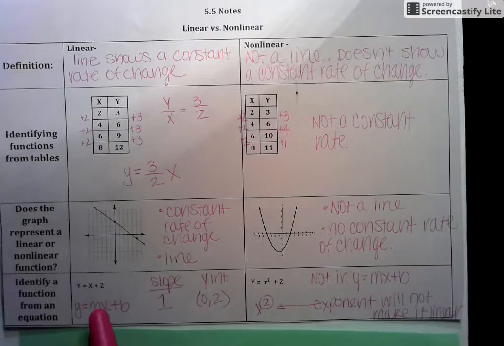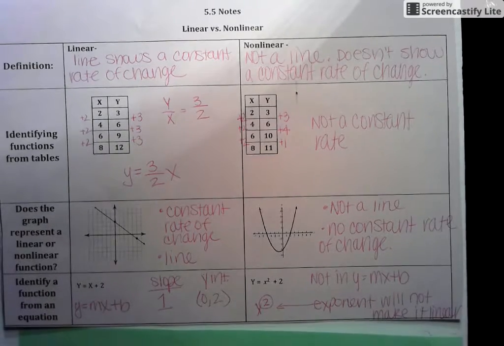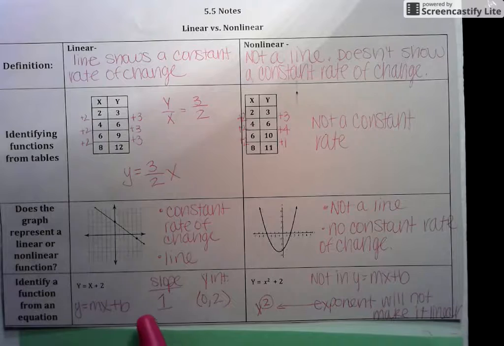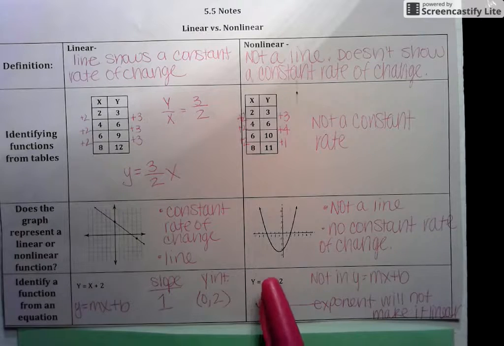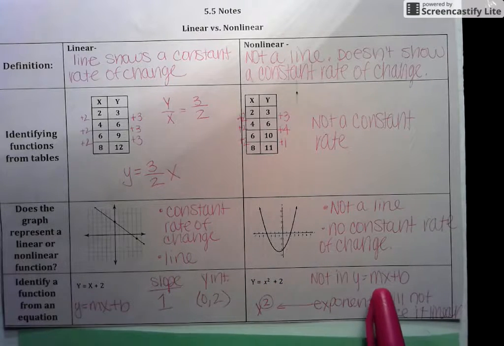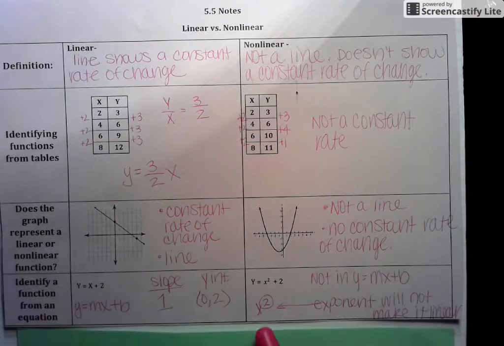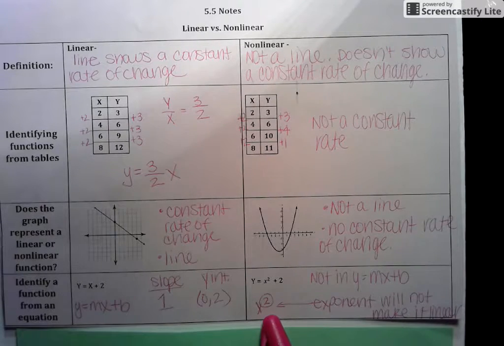So remember that it also could be in standard form, which would be like ax plus by equals c, and then you solve for y, and that still would be a linear equation. So watch out for that. But for example, in this one, we have y equals x squared plus 2. This is not in y equals mx plus b. What gives it away is that it has that exponent, which would not make it linear.